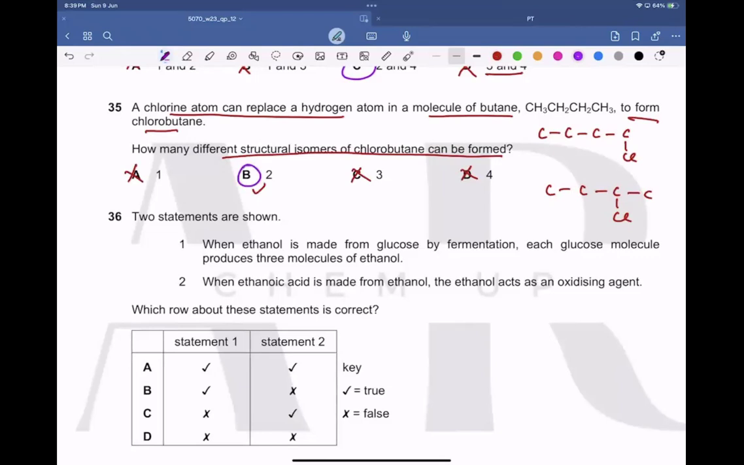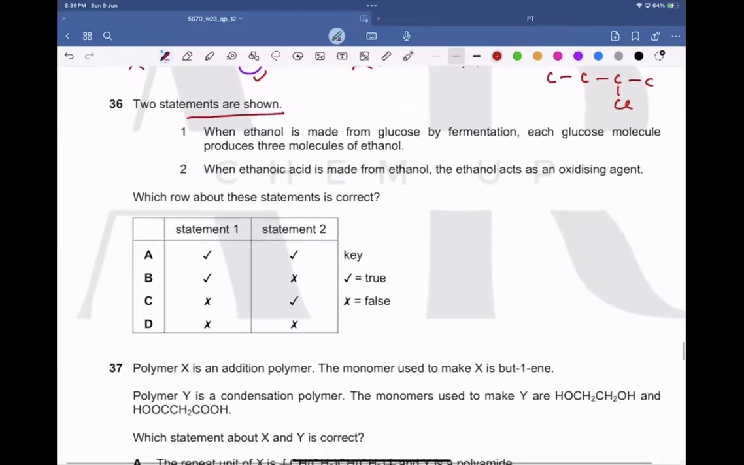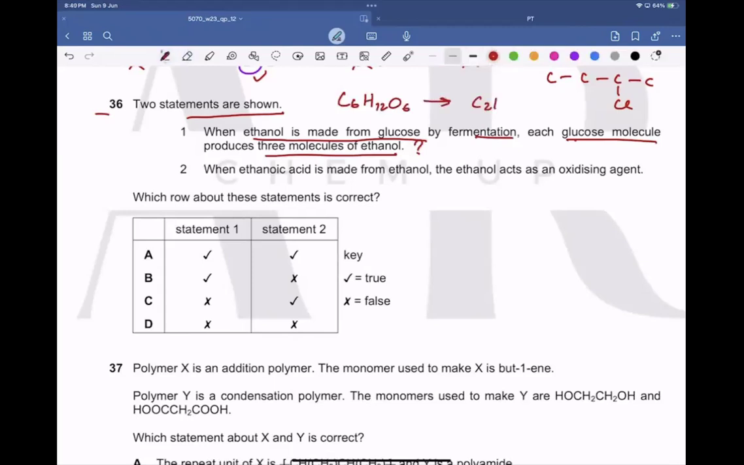If I move to another one, it also becomes second, because now we have to start numbering from the left. Two statements are shown. Question number 36. When ethanol is made from glucose by fermentation, each glucose molecule produces 3 molecules of ethanol. No. If you write the equation for the fermentation, C6H12O6 will give you C2H5OH and CO2. So 2 and 2. So 2 moles are formed. So this is wrong. One goes wrong, and if one goes wrong, A and B go wrong.